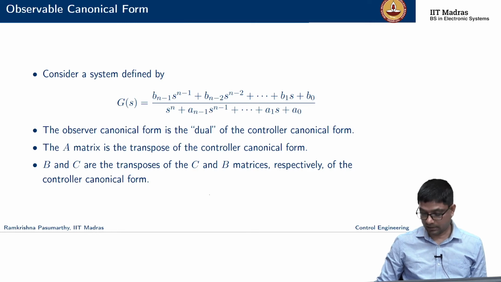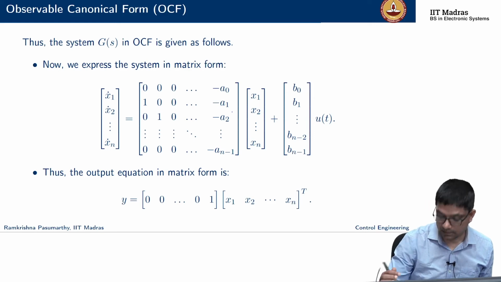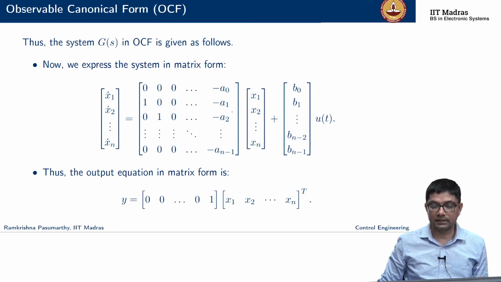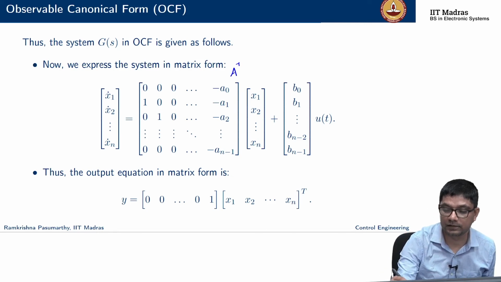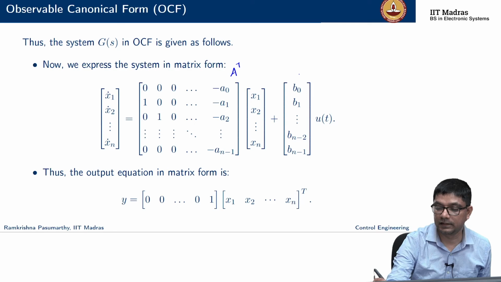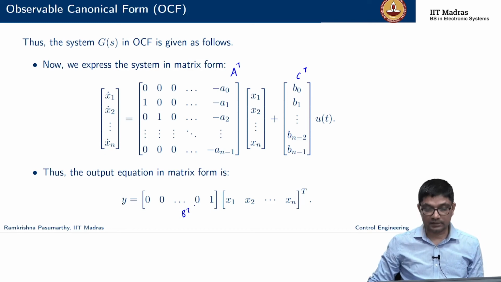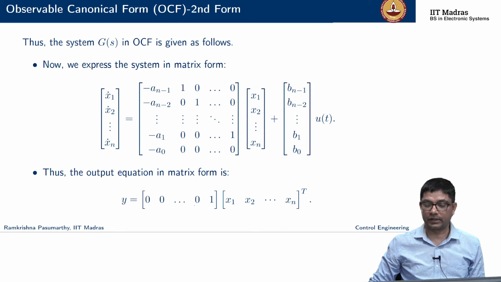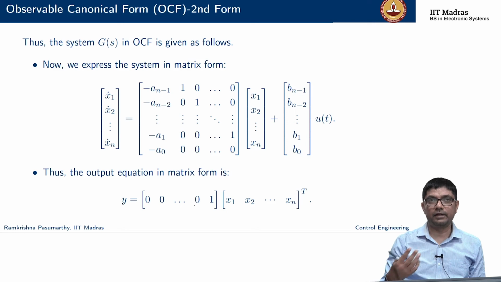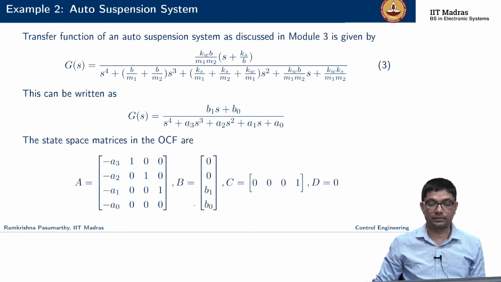Similarly, I can write down an observer canonical form which looks like this, where all the A's. So also simply we can look at this as the transpose of the A matrix, which is in the controllable canonical form, and this is the C transpose which was in the controllable canonical form, and this is the B transpose which was in the controllable canonical form. And this form we call the observable canonical form. We can write it in multiple ways. Both will mean the same, and whenever we need, we'll just see how to derive these expressions. So I can just write down the auto suspension system in terms of its observable canonical form.